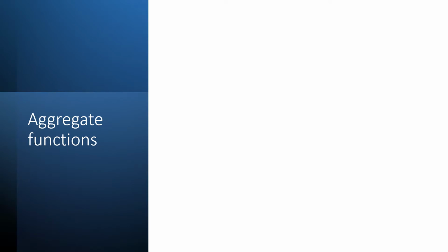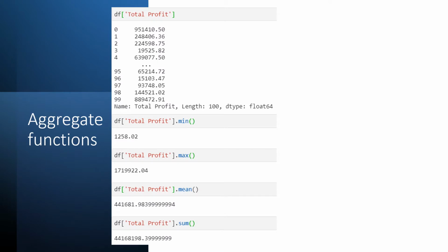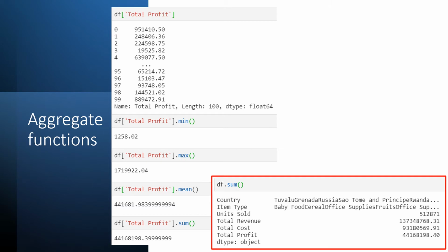We can read the values of a column in the pandas data frame by writing the name of the column inside square brackets. I can find statistical values such as minimum, maximum, mean, sum, etc. using min, max, mean, and sum functions. We can use these functions for the entire data frame, which will return a summary of all columns. Here I have used df.sum, which will print the sum of all columns separately.